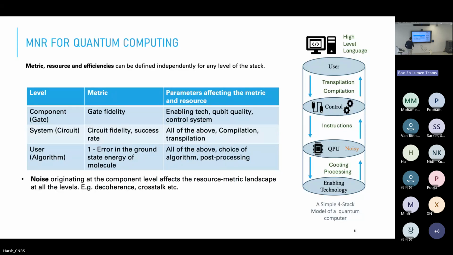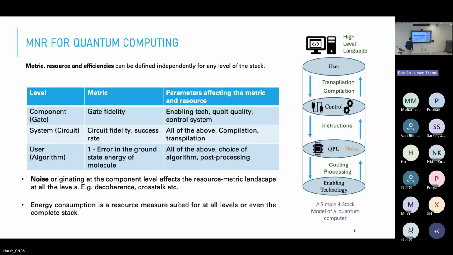Now, one of the underlying things here is that noise, which is a feature of quantum processors, propagates from the lower level of the stack, that is the physical level, onto the higher levels of the stack, and therefore comes into the picture at every level that we talk about. So each of these levels is dependent on the noise that happens on the lower level of the stack.